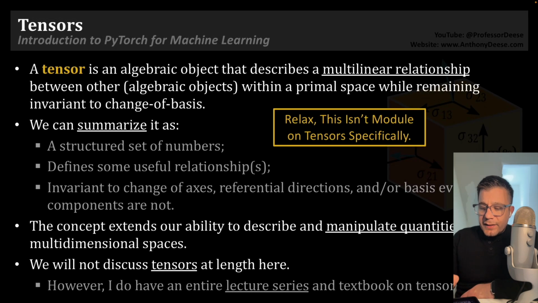A tensor is an algebraic object that describes a multilinear relationship between other algebraic objects within a primal space while remaining invariant to change of basis.